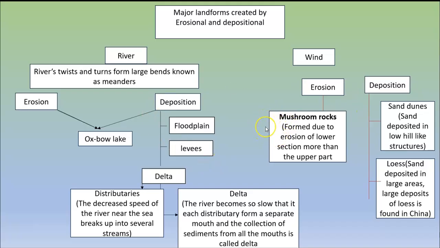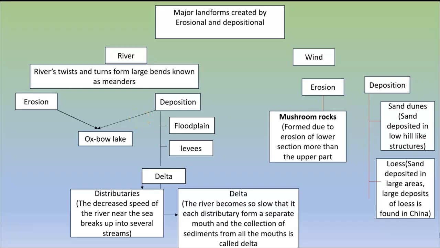We all know that a river does not flow in a straight line. It takes twists and turns. These twists and turns form large bends, known as meanders. These twists and turns are consistent, and the consistent erosion and deposition forms landforms like oxbow lakes, floodplains, and levees. The delta is formed due to the decreased speed of the river near the sea.